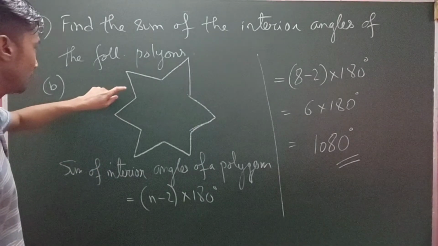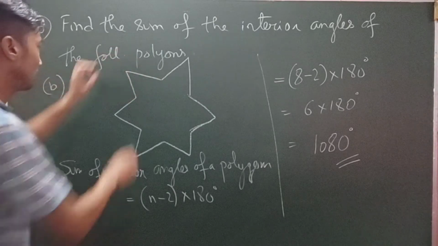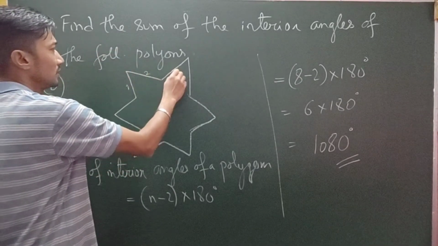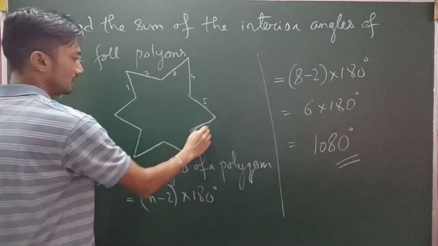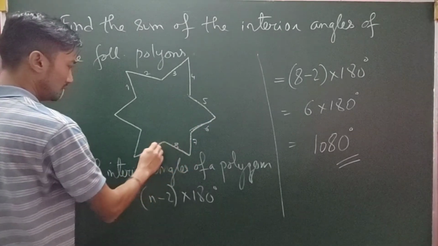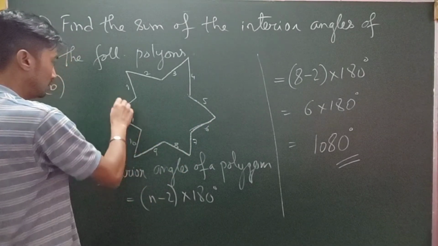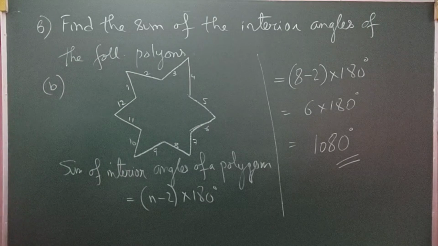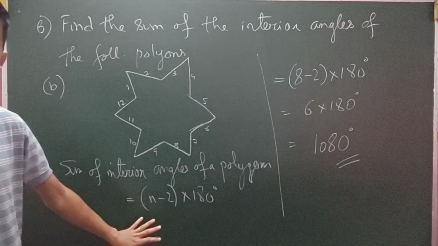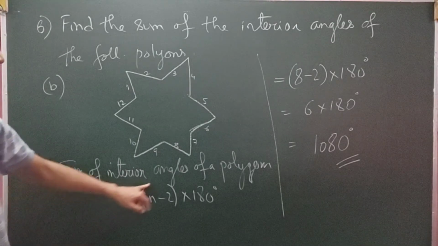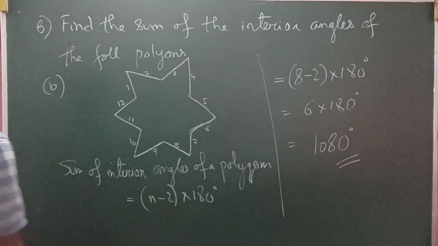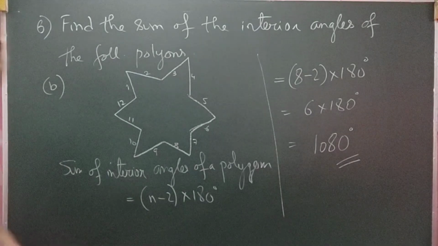So how many sides do we have here? I'll start from here. 1, 2, 3, 4, 5, 6, 7, 8, 9, 10, 11, 12. Yes, we have 12 sides. We'll be using the same formula. So sum of the interior angles of a polygon is how much? (n minus 2) into 180 degrees.